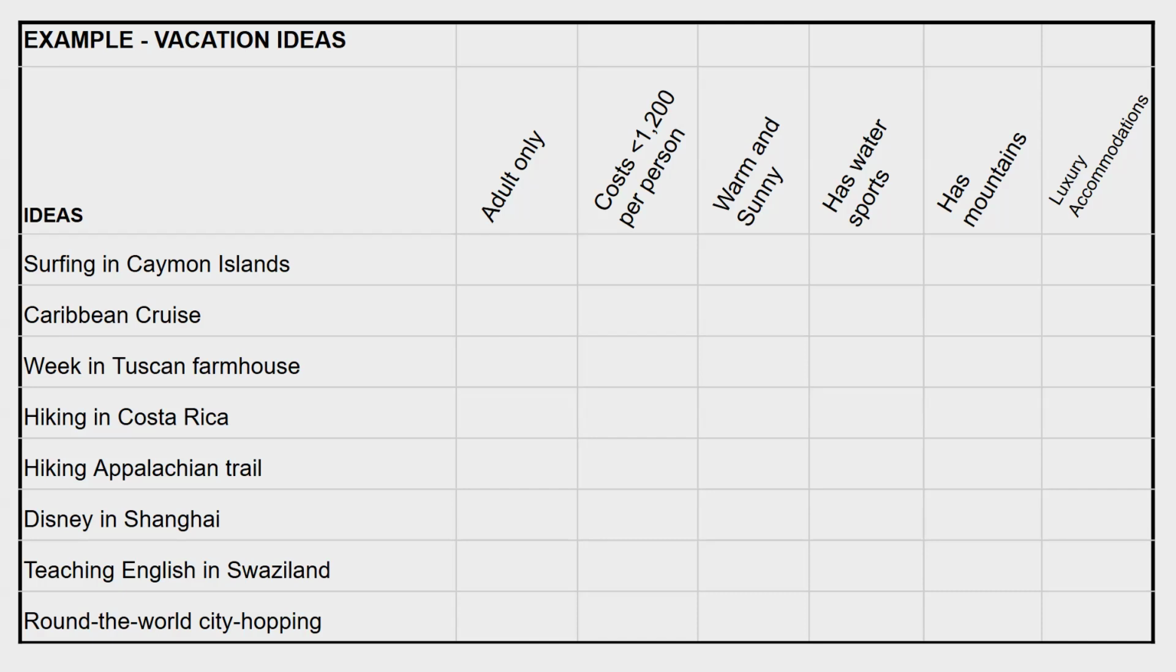And another criteria would be a cost piece, cost less than $1,200 per person. It's warm and sunny. Wherever you go has to have water sports. It has to have mountains, and it has to have luxury accommodations. So now we're going to take each idea by each line, and we're going to rank them either using our smiley face or our plus minus. And here's what that might look like.